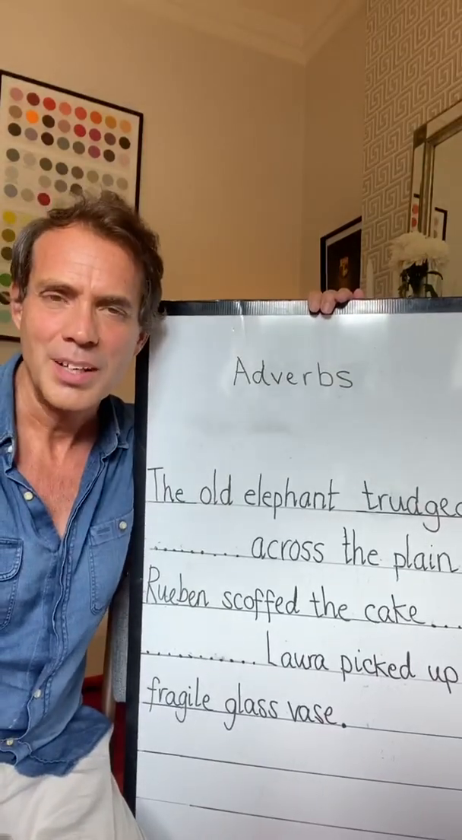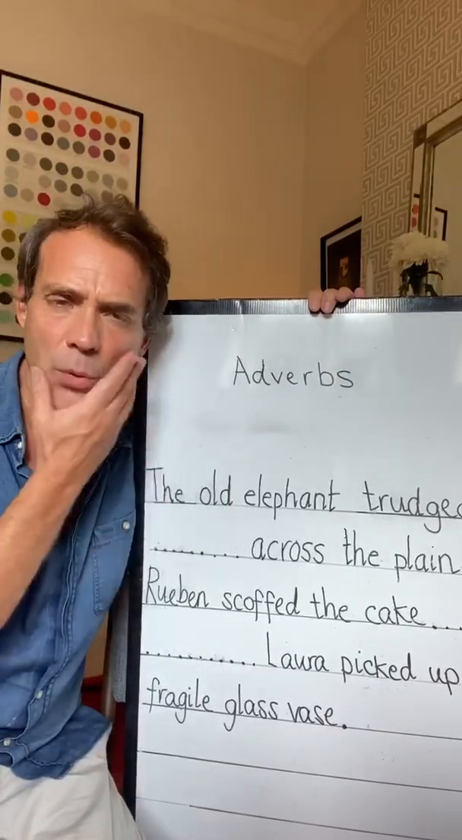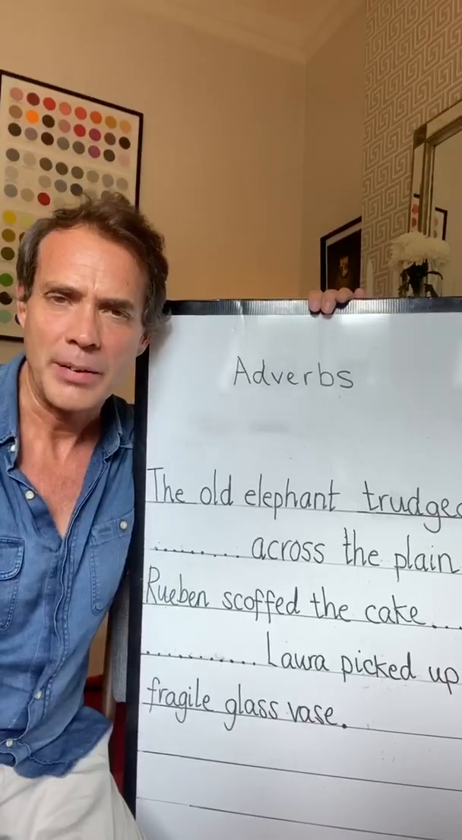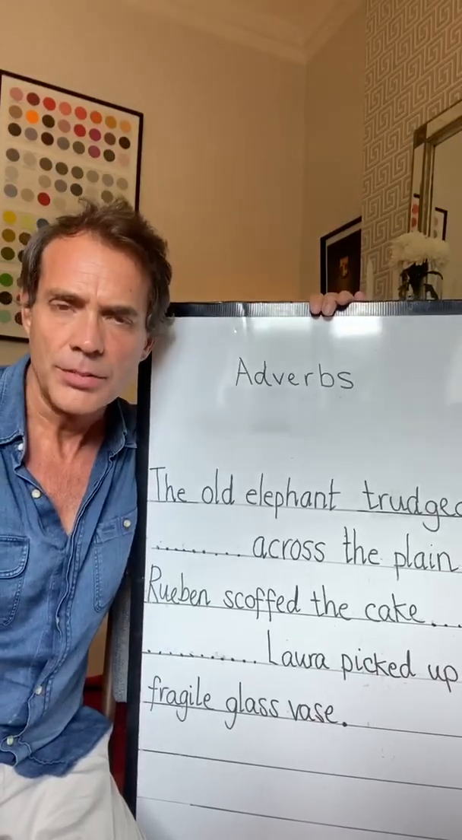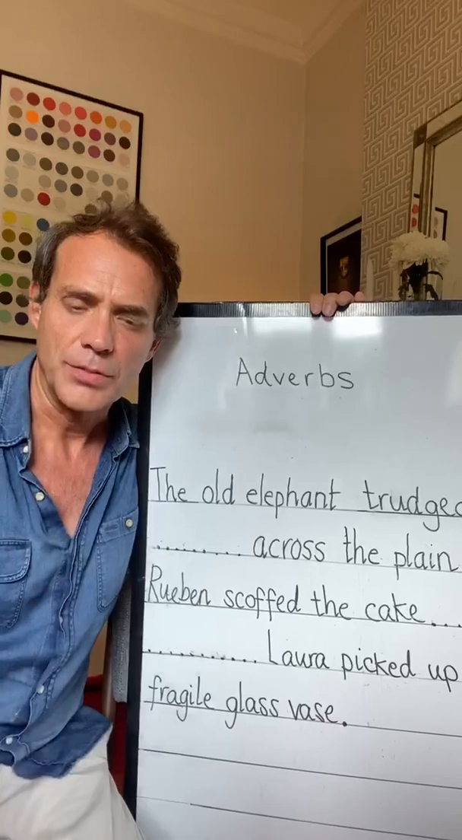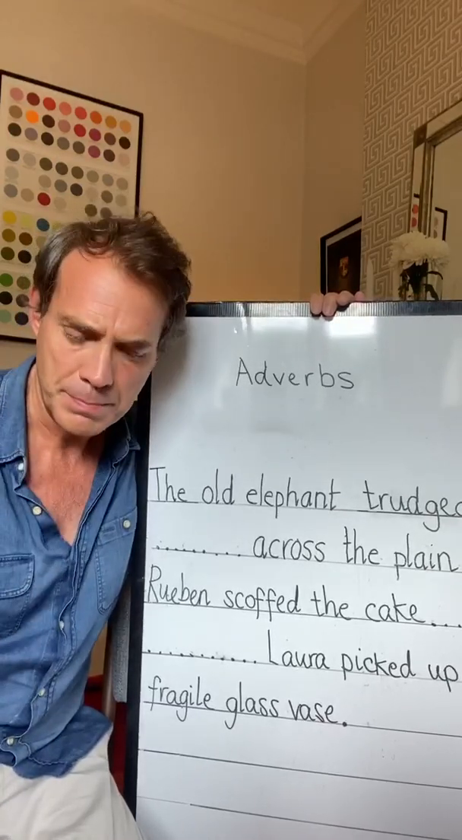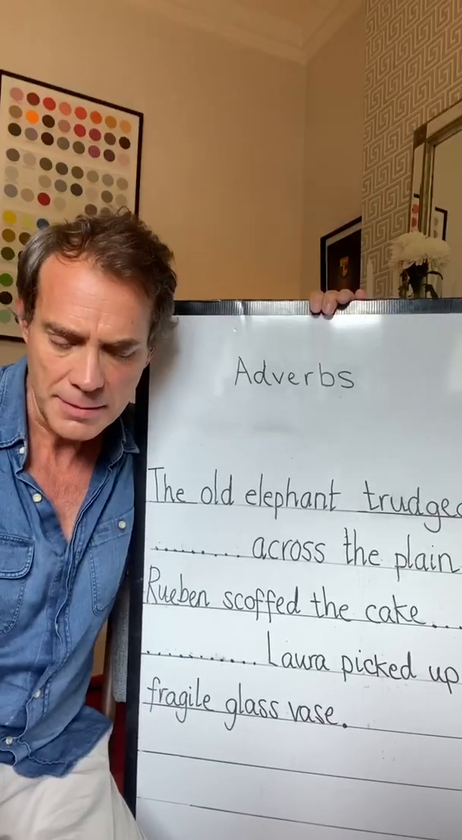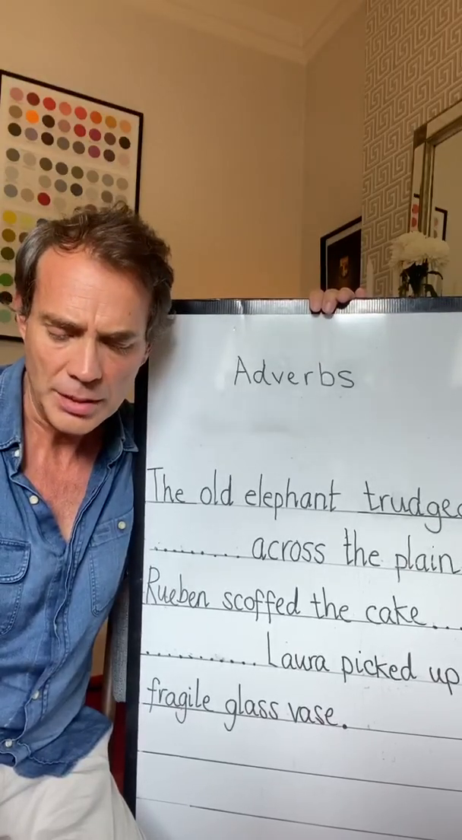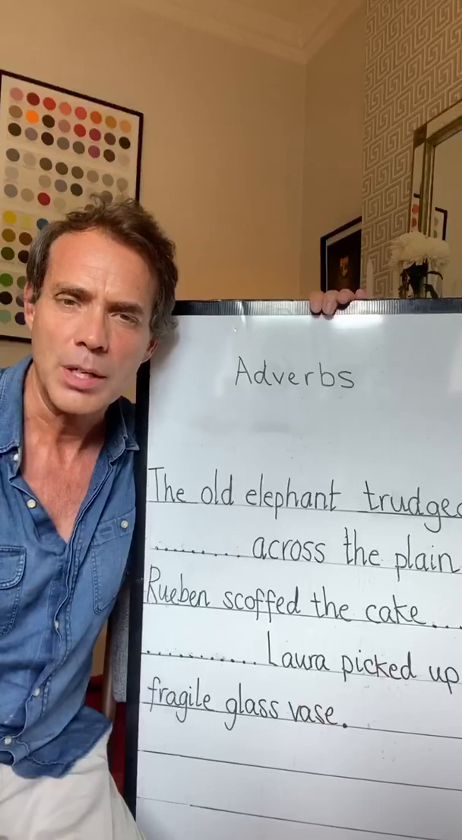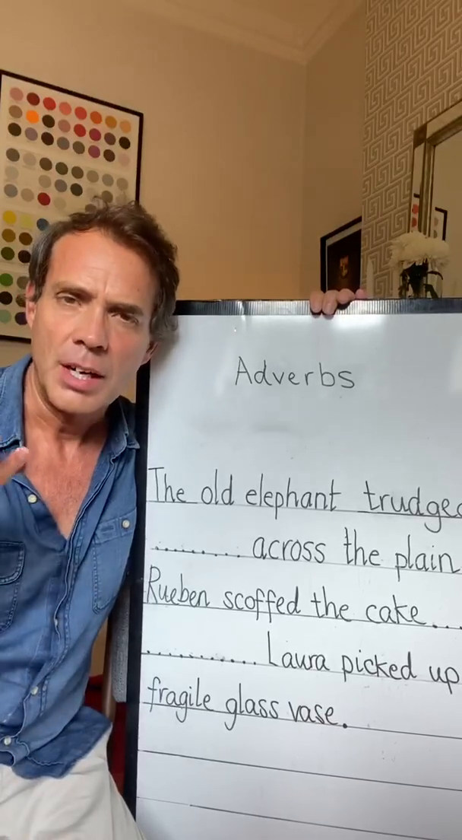Hello, year two. Okay, today we're going to be learning about adverbs. So you've learned about adjectives and nouns and verbs. Nouns are naming words, they name people and places and things. Verbs are doing or being words, and adjectives are describing words.